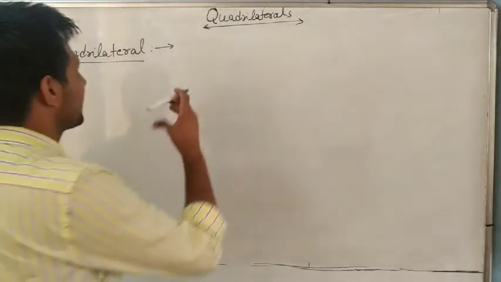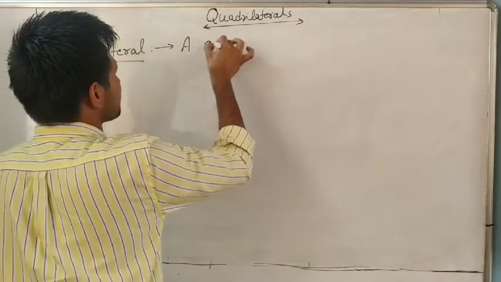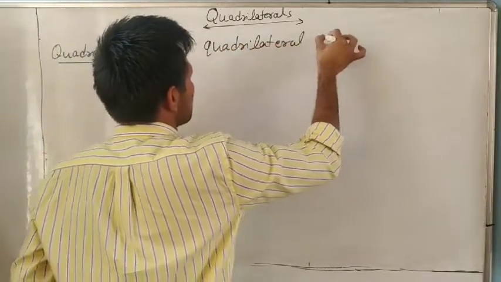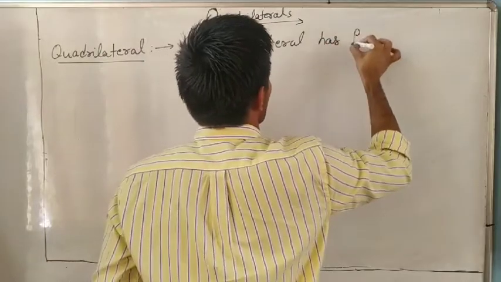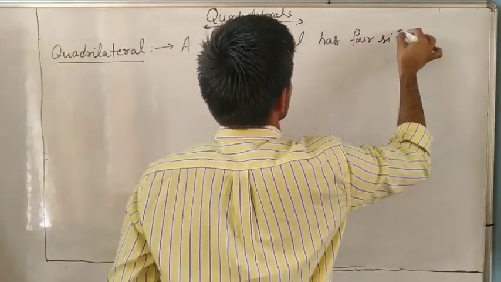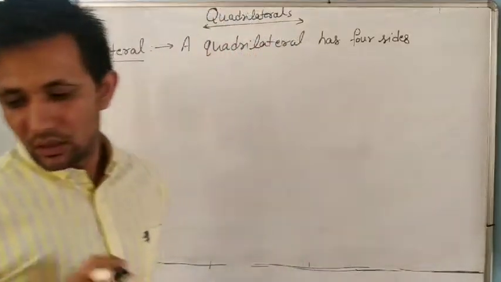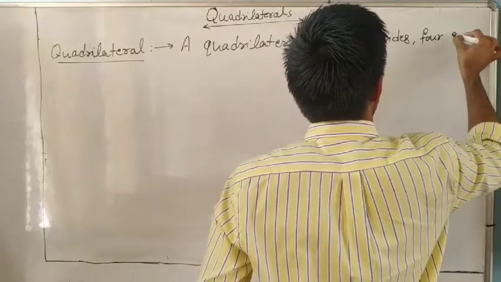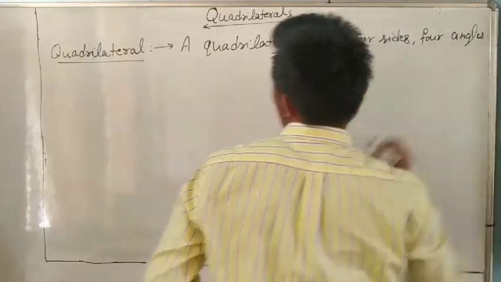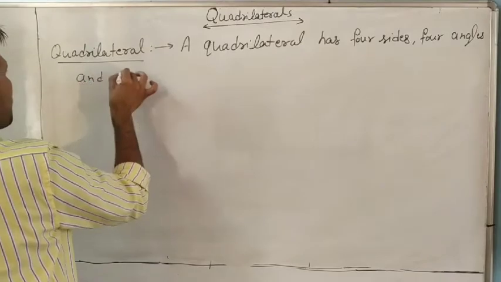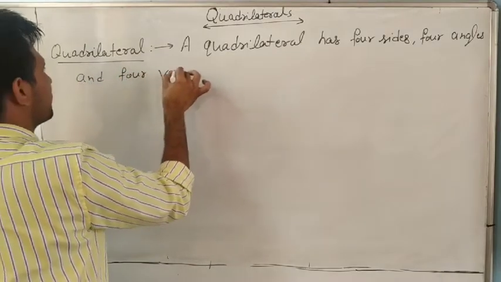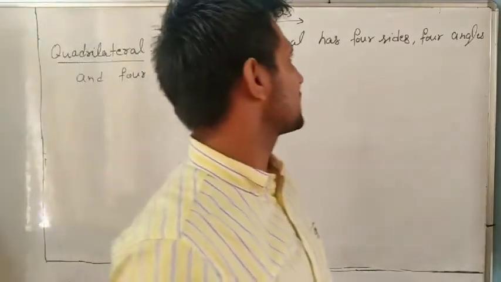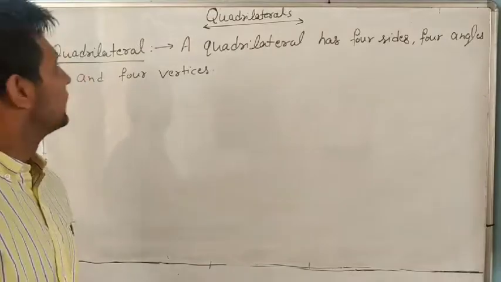So what is quadrilateral? A quadrilateral has four sides, four angles, and four vertices. Understand? A quadrilateral has four sides, four angles, and four vertices.